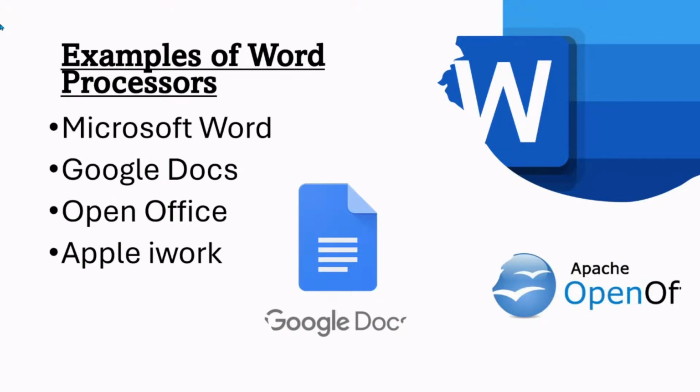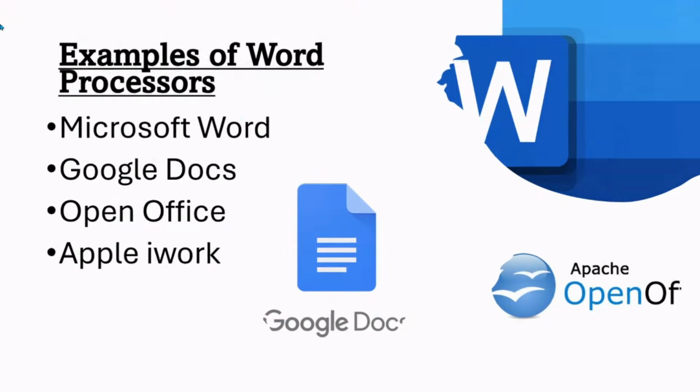So these are some examples on the screen. So we have Microsoft Word, we have Google Docs, we have Open Office, and we have Apple iWork. So these four are all examples of word processors. So we use these to create our documents. Moving right along into our next question.